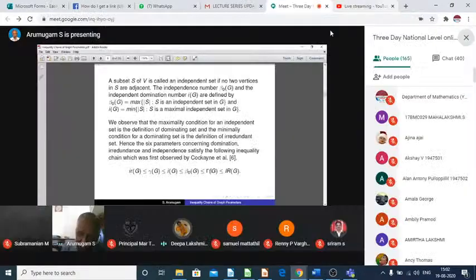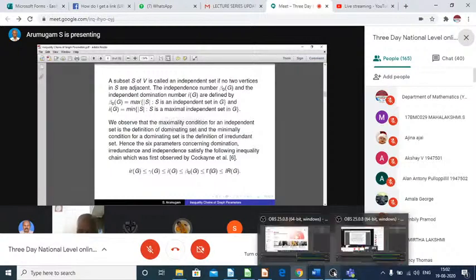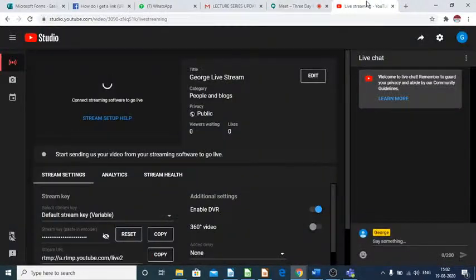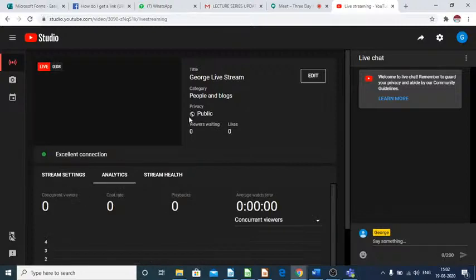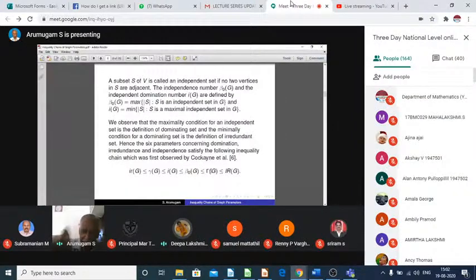A private neighbor of the vertex V in S is a vertex W with the property that the only neighbor of W in S is V. Okay? You look at the figure, you take a subset S, a vertex W, W has only one neighbor in S. So that W is called the private neighbor of the vertex V.